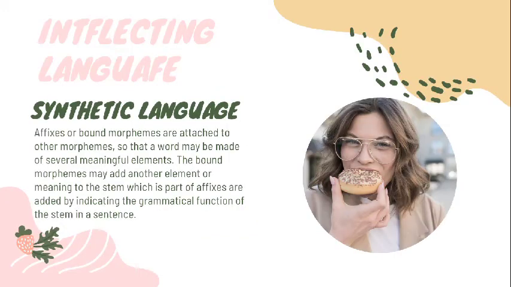The next one is inflecting language. There are two kinds of inflecting language, that is synthetic language and fusional language. Synthetic language has affixes or bound morphemes that are attached to other morphemes, so that a word may be made of several meaningful elements. The bound morphemes may add another element or meaning to the stem, and the affixes added indicate the grammatical function of the stem in a sentence.